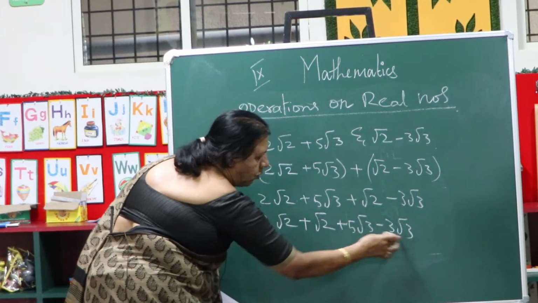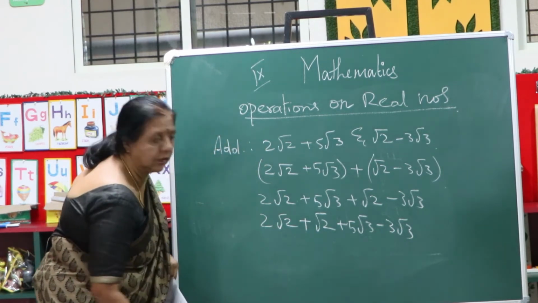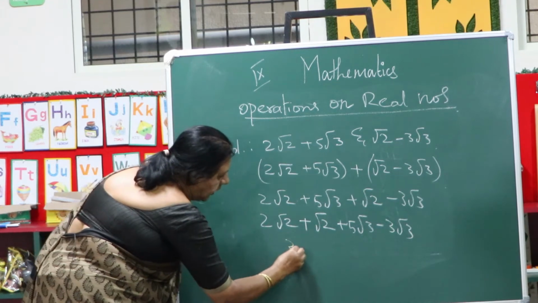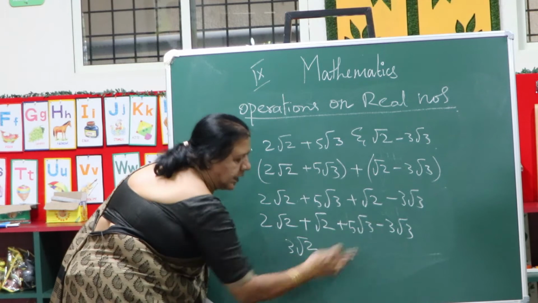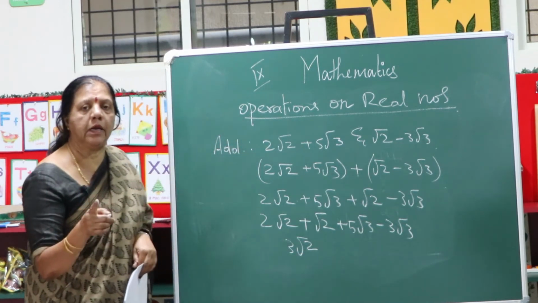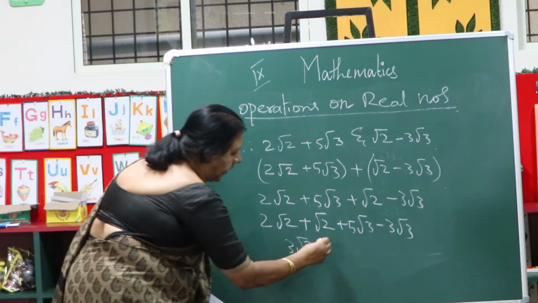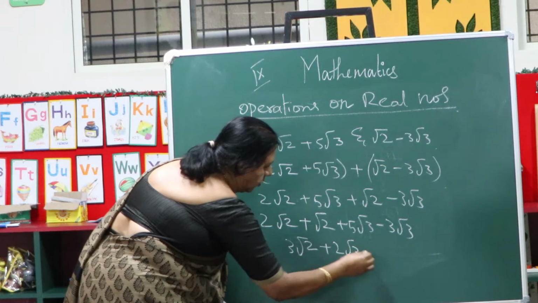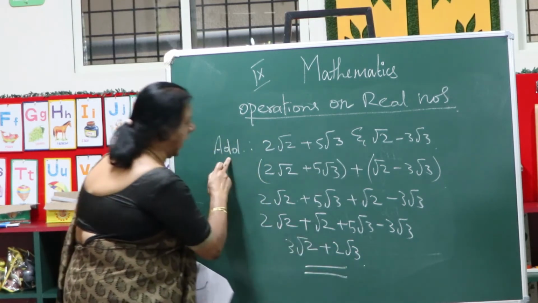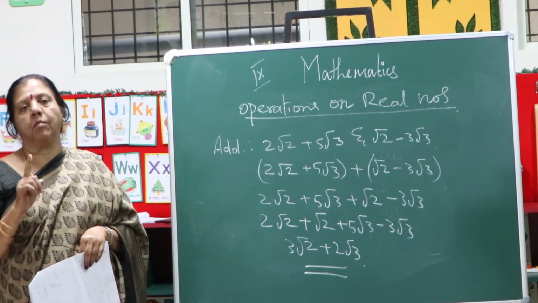See here, these two are like surds, and these two are like surds. Here 2 plus 2, 4 root 2, plus, here plus is there, minus is there, you have to subtract. 5 minus 3 is 2, plus 2 root 3. So this is the answer. This is the operation on real numbers.